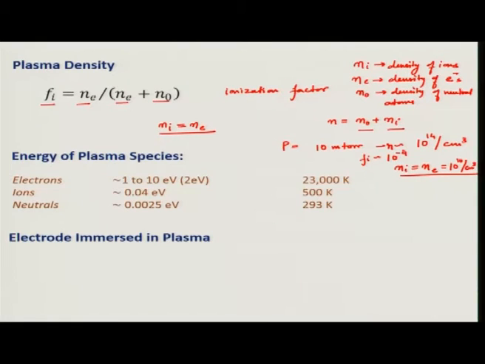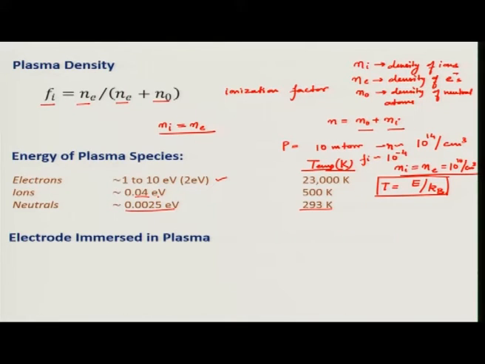Not all the species in the plasma have the same energy. Electrons have most of the energy, of the order of 1 to 10 electron volts, and if you measure their temperature by an expression, that energy divided by the Boltzmann constant, then you will get these temperatures in Kelvin for different species. So, electrons have most of the energy, neutrals are at room temperature and have less energy, and ions have slightly higher energy. So, we have this plasma in which we have electrons, ions and neutrals.